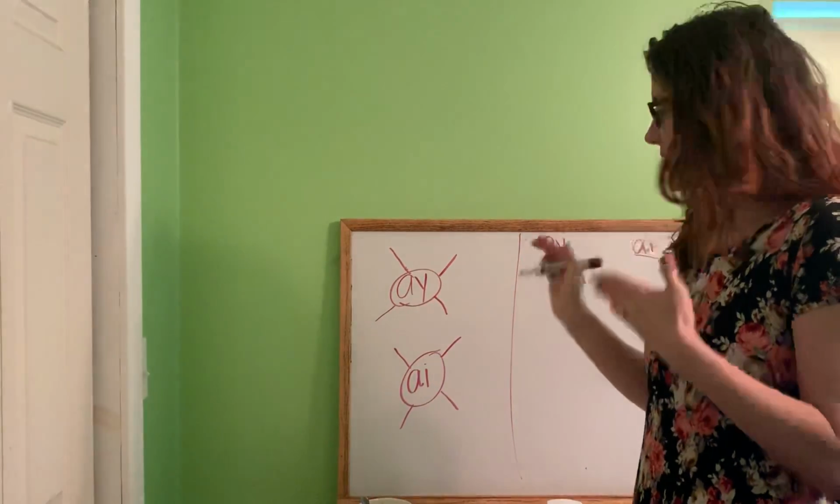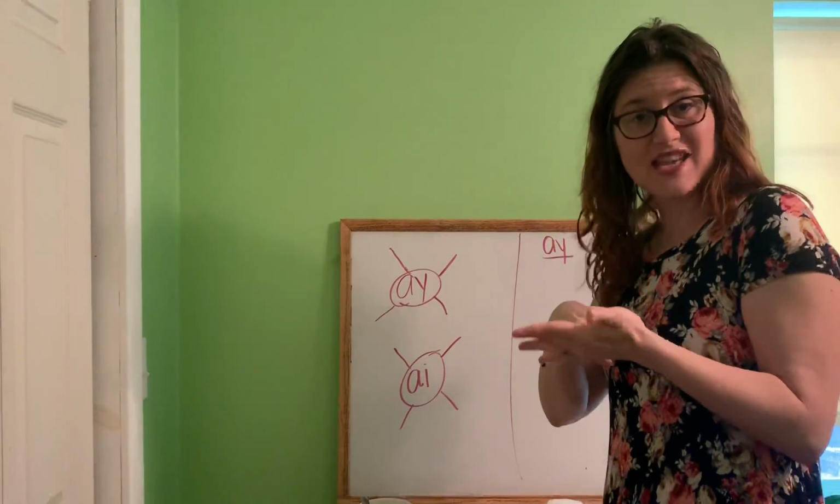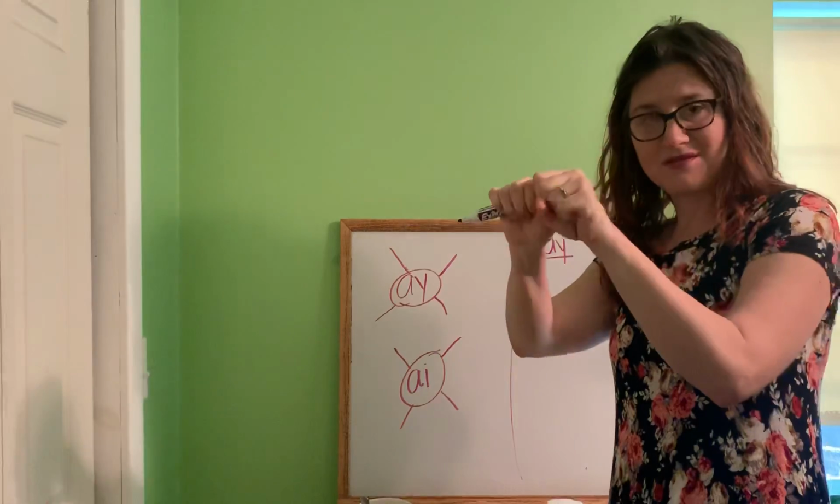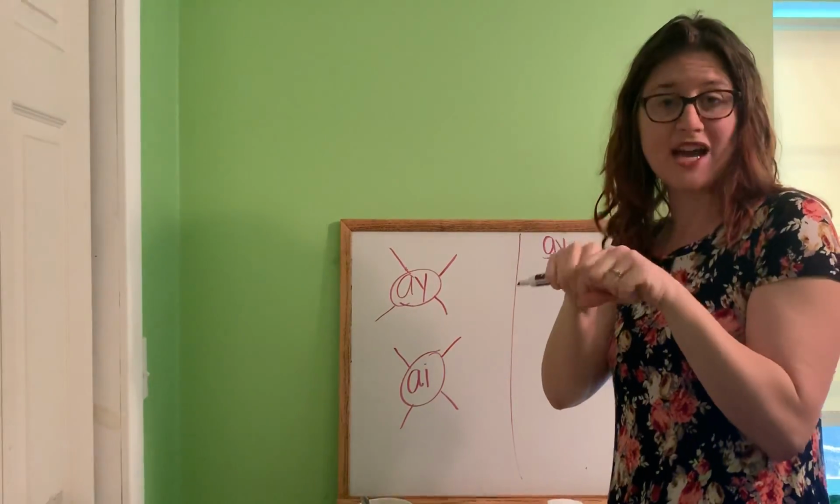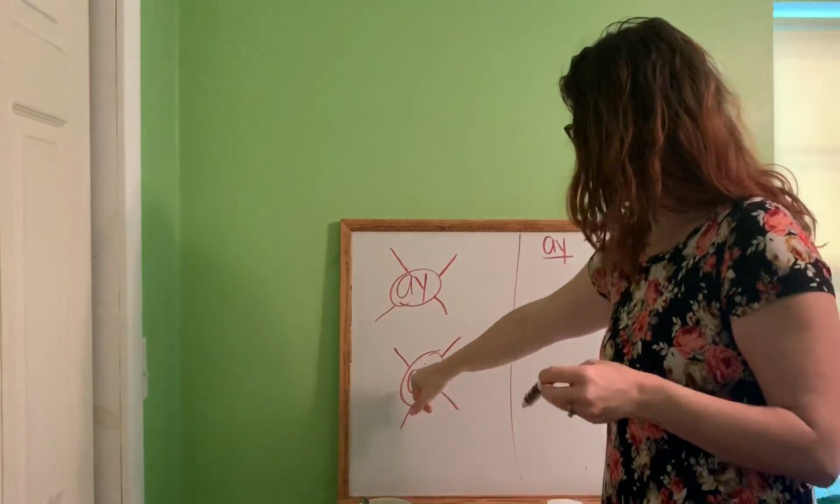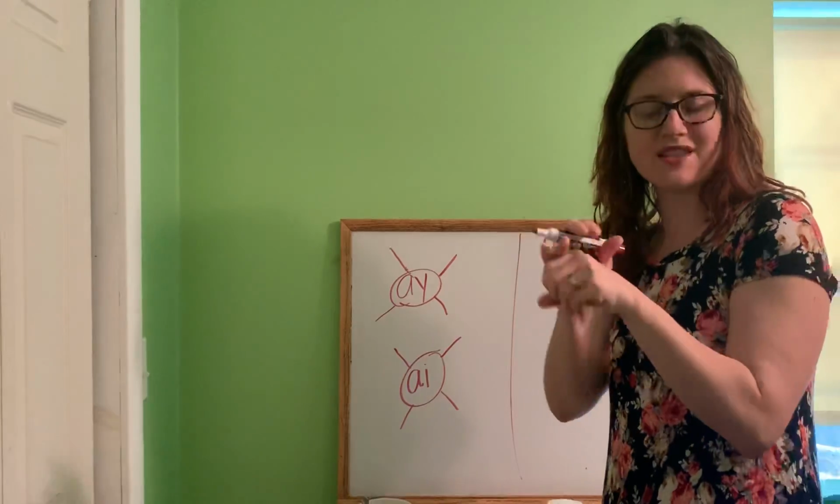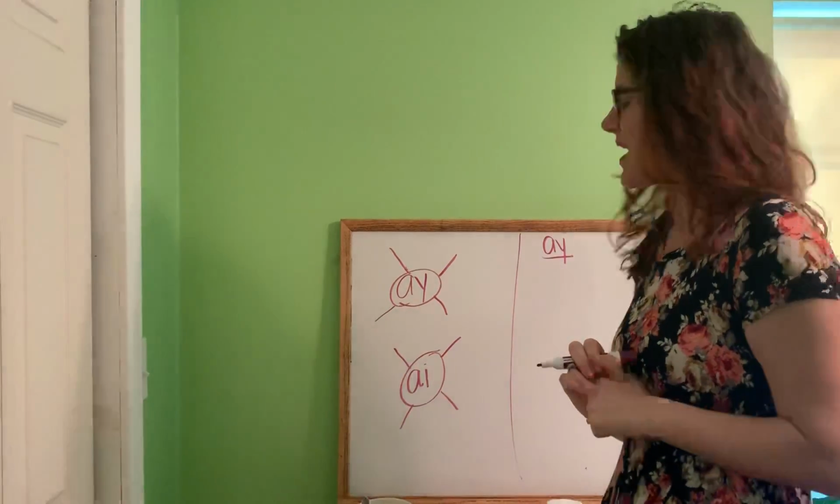And our focus for this sound was when AY is together, it joins and makes one sound, which is the long A sound. Also the same for AI. When those 2 letters join, they don't keep their individual sounds, they go together to make a long A.